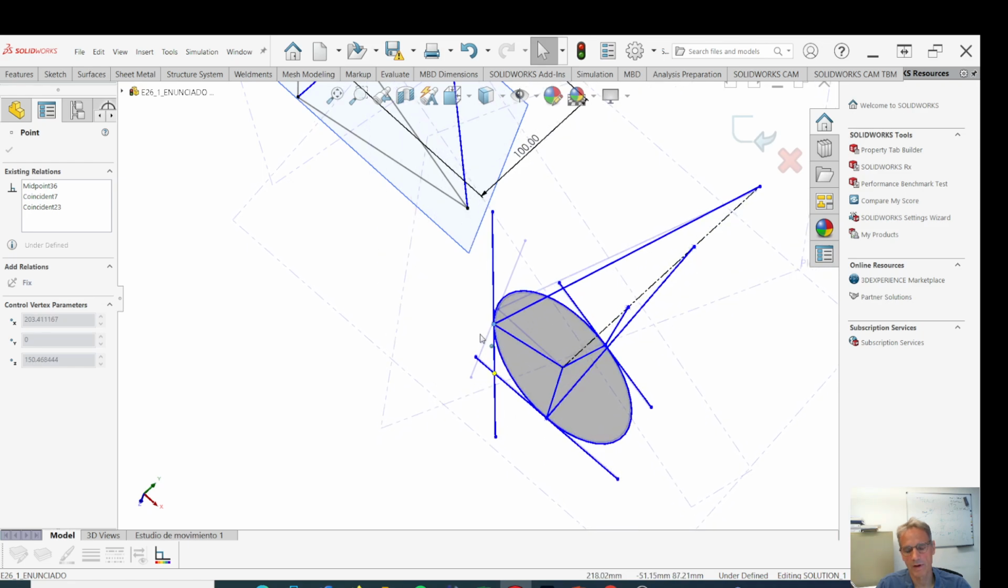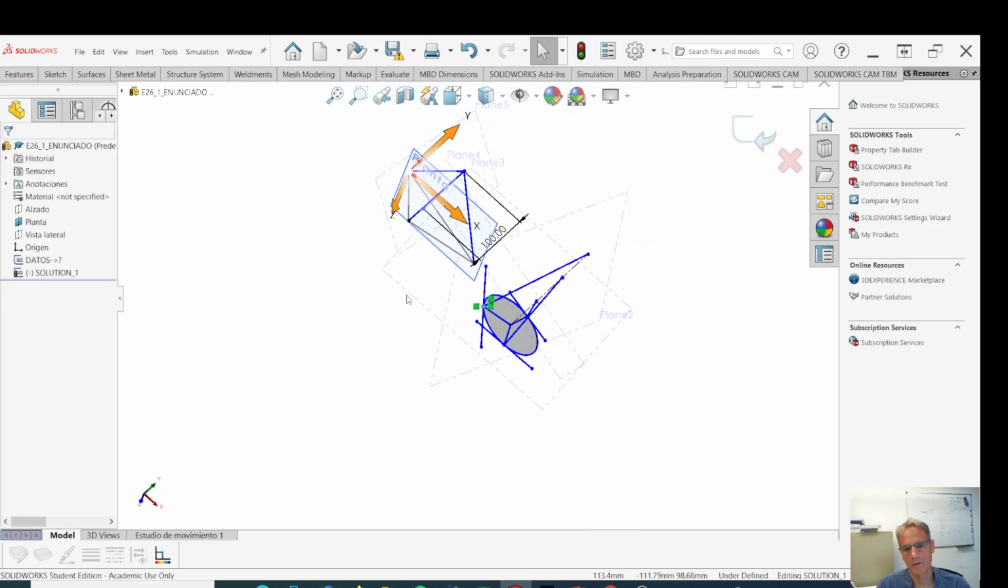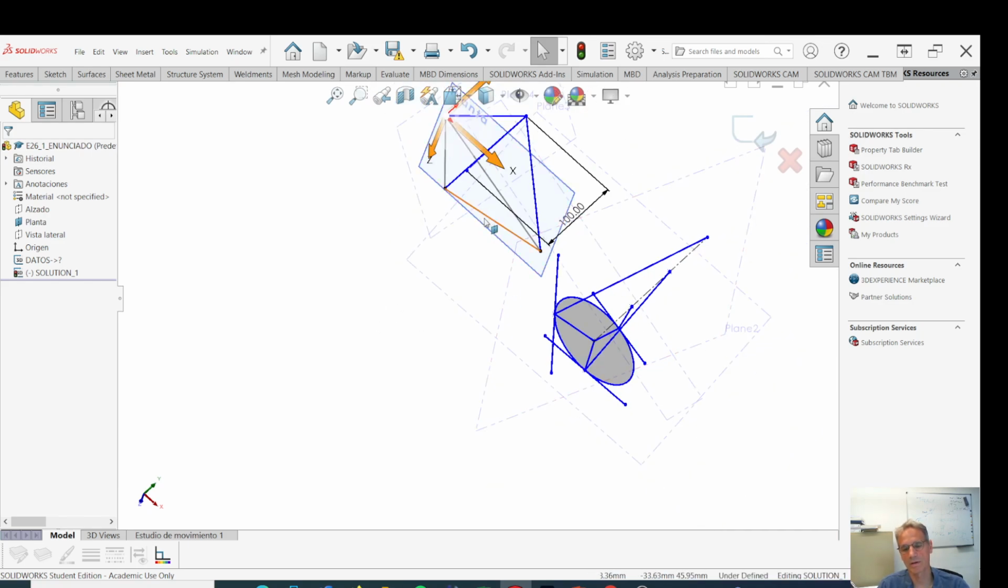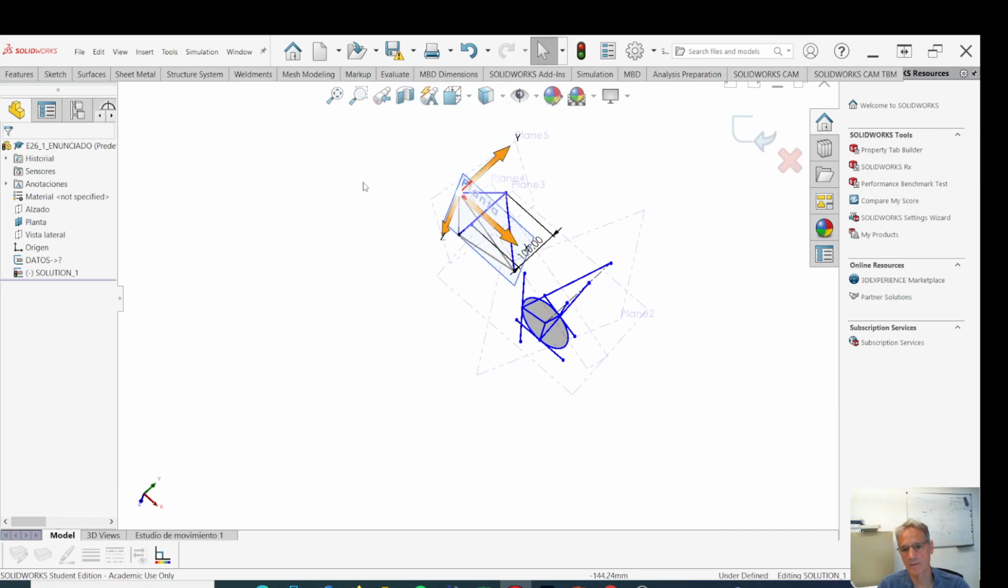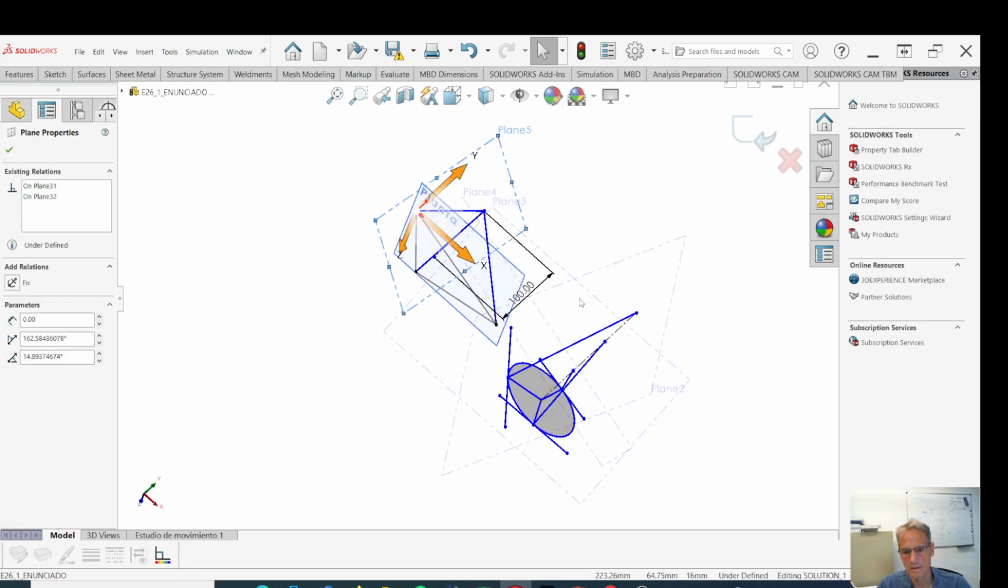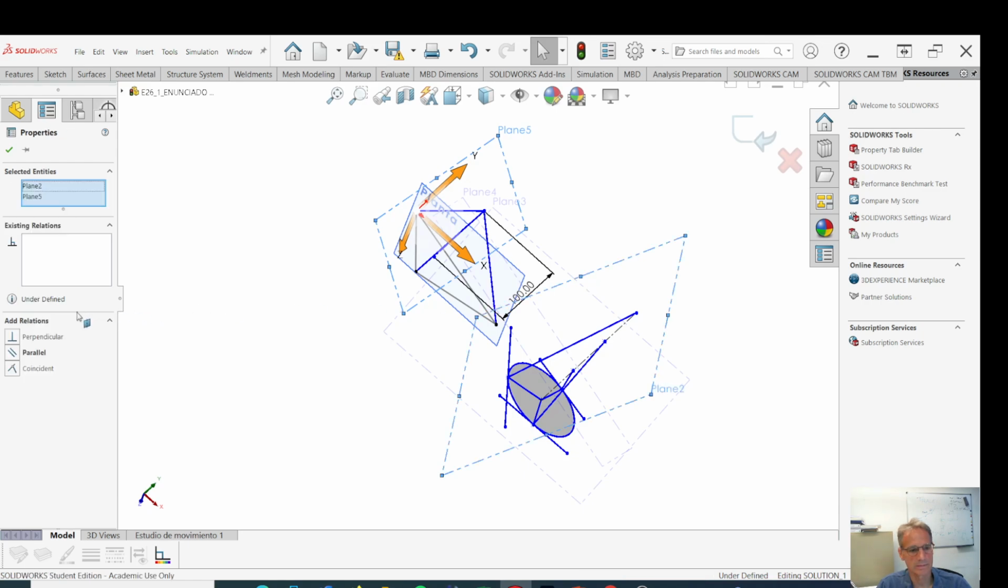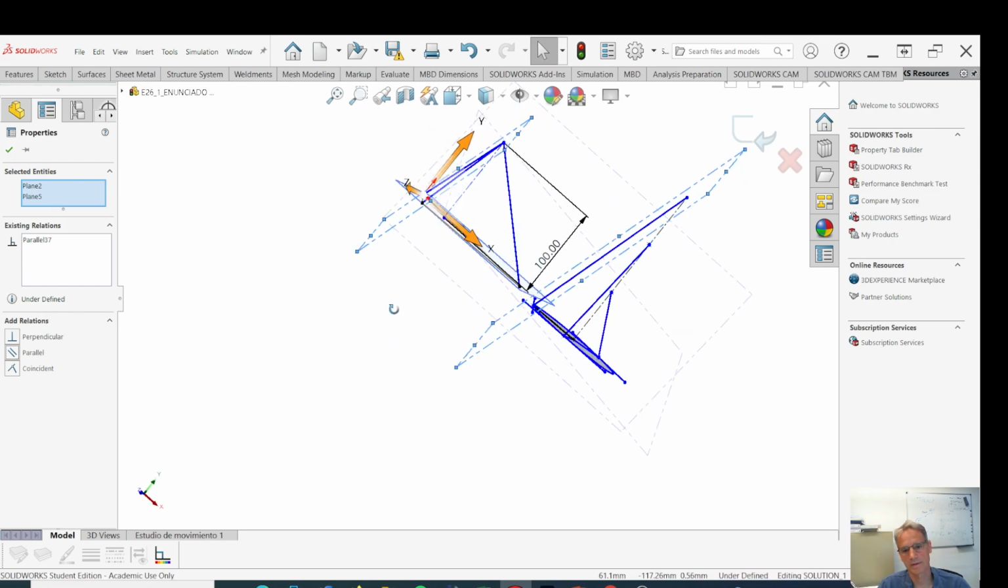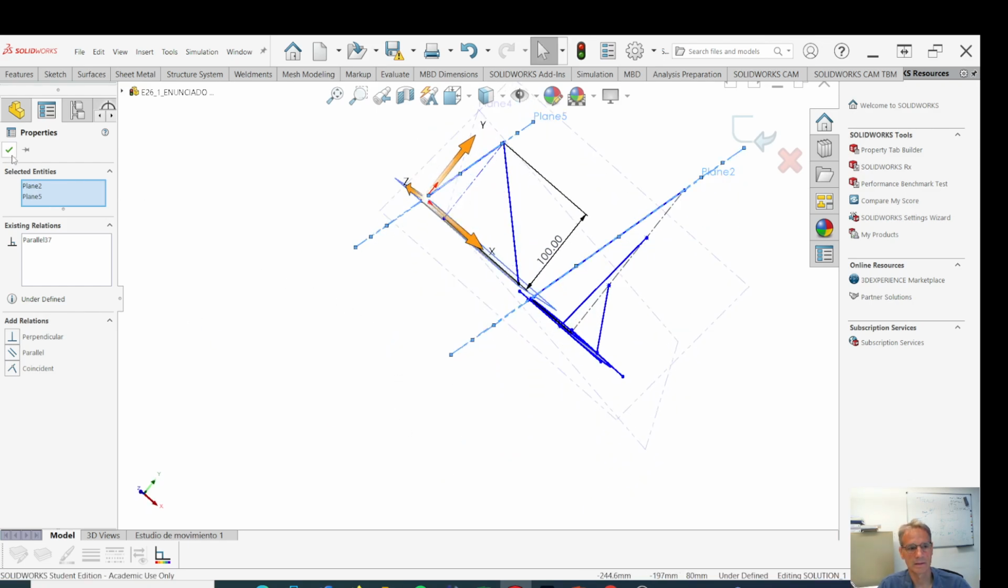Okay. See, I can move the plane now. So what it is going to do is orientate both planes to make them parallel. So this plane and that one, they are parallel. Perfect. You see, they are parallel.